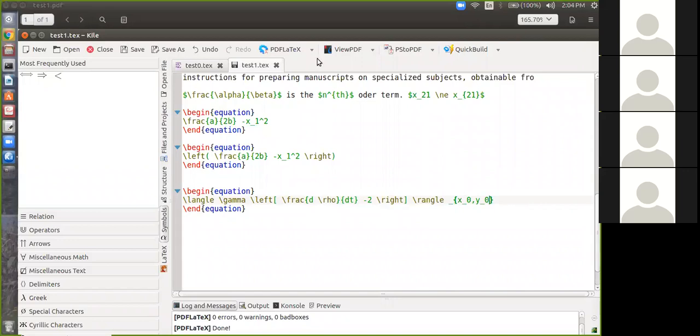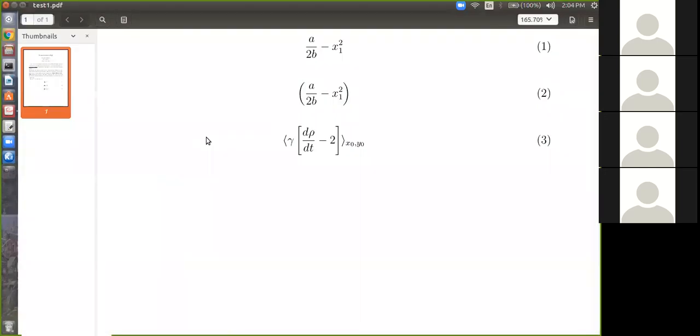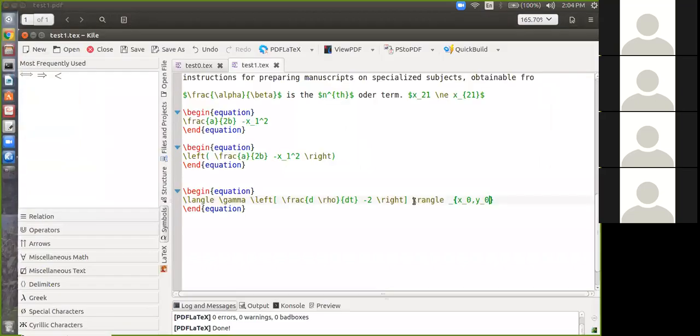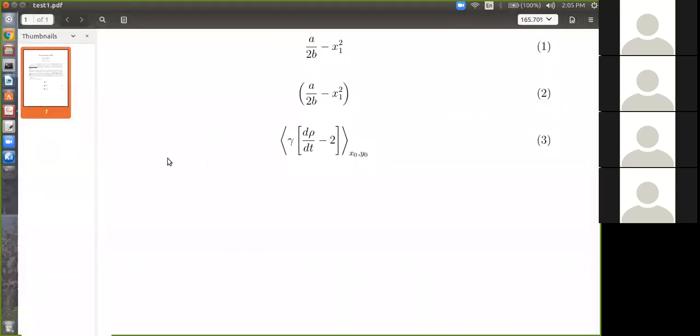So what is the result? Let me check. Here is the result, but you need large bracket. Okay, it looks bad. So again, same formula, just put slash RIGHT before rangle and slash LEFT before langle. Now, yeah, here is the final result.